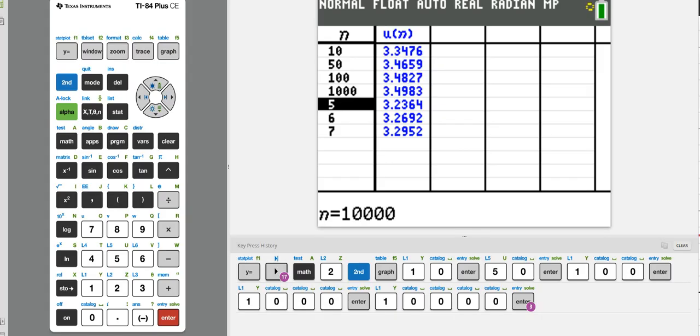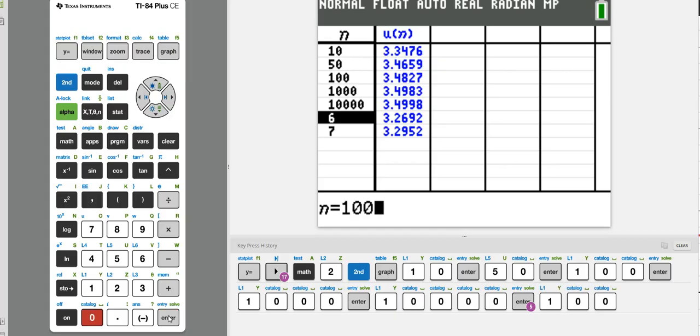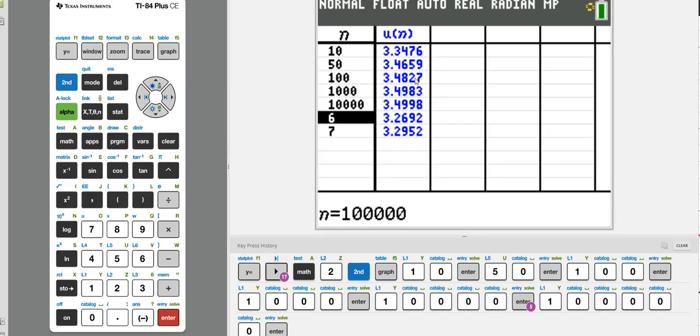Did I crash my program here? Let me try that one. 10,000. There we go. It took a while. And 100,000. You can put in as big a number as you'd like. And I wonder why it's taking so long to do that. It's going to take a little while. But take a look at the numbers that we're getting in the y coordinates. Do these seem like they're getting closer and closer to something? What are they getting closer to?